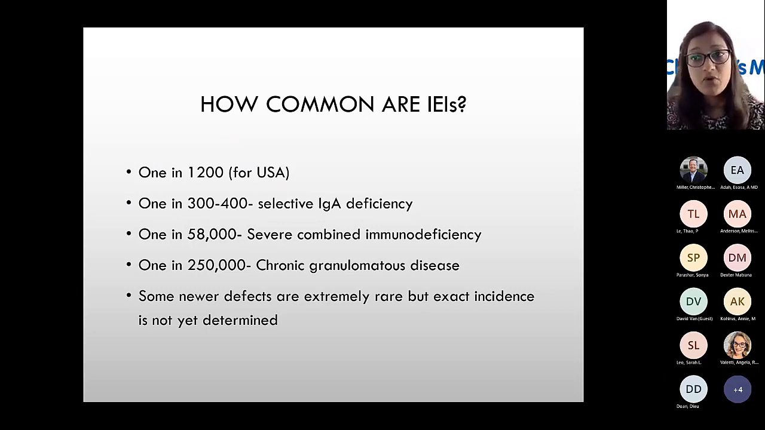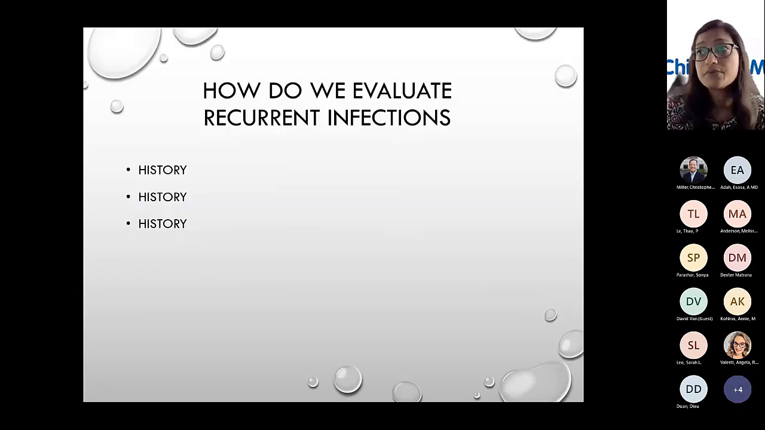We know that some of the inborn errors are pretty rare, but there are also common ones like selective IgA deficiency, that is 1 in 300 to 400 people. With the newborn screen being implemented, we know severe combined immunodeficiency incidence is 1 in 58,000. Chronic granulomatous disease, thankfully pretty rare, 1 in 250,000, versus the newer defects. They are extremely rare, but also the exact incidence is not yet known because some of these patients are likely undiagnosed at this time.